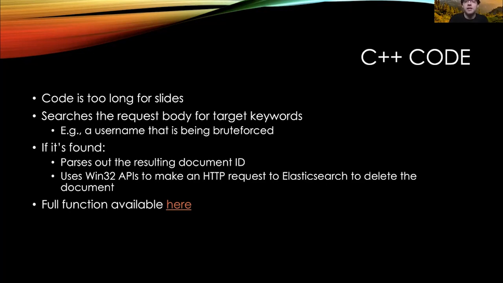A common use case for this could be if an attacker is brute forcing some user, they could put that username as a target keyword, brute force that user, and none of those failed authentication logs would make it into Elasticsearch. If it's found, it parses out the document ID, and then it uses the built-in HTTP API code in Win32 to make a request to Elasticsearch to delete the document. The slides are available on GitHub, and you can click that hyperlink to view the full HTTP function.